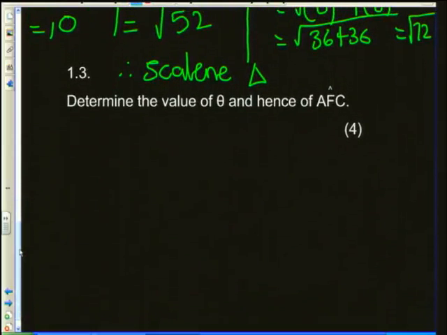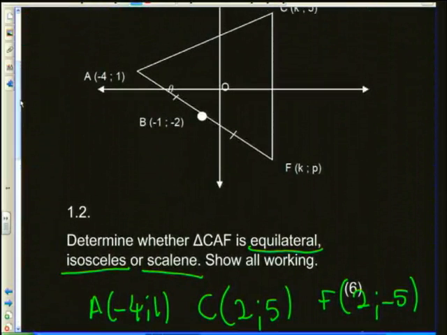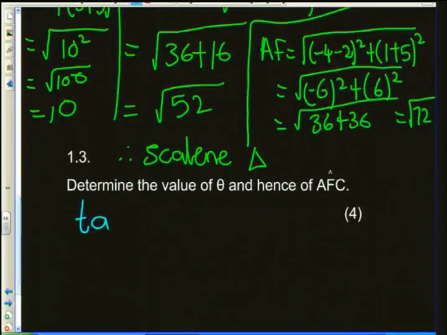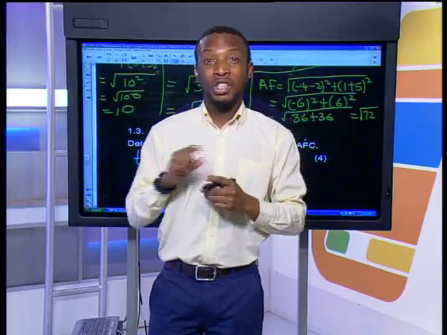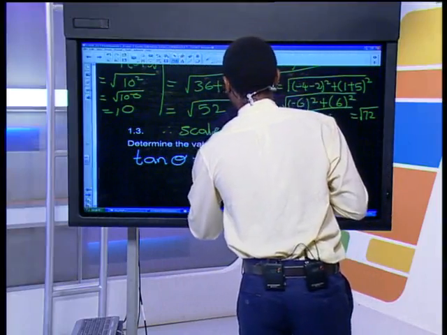They say determine the value of theta and hence of angle AFC. Let's go back to our sketch quickly and see where theta is. Okay, theta is actually that angle there. It's this angle here. That's theta. All right? So we know that tan of the inclination, and inclination is the angle that a line makes with the positive direction of the x-axis. So in this case, it's theta, is equal to the gradient of the line.